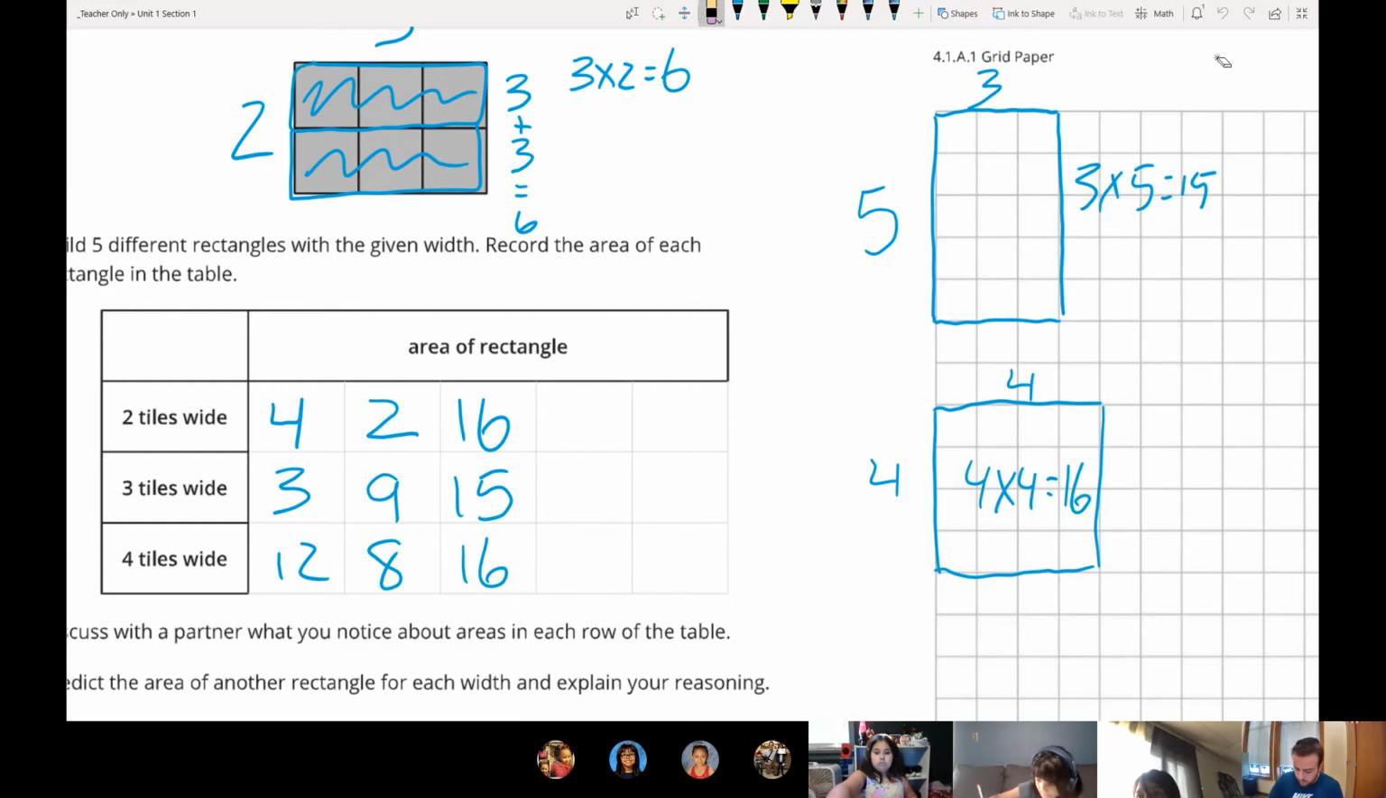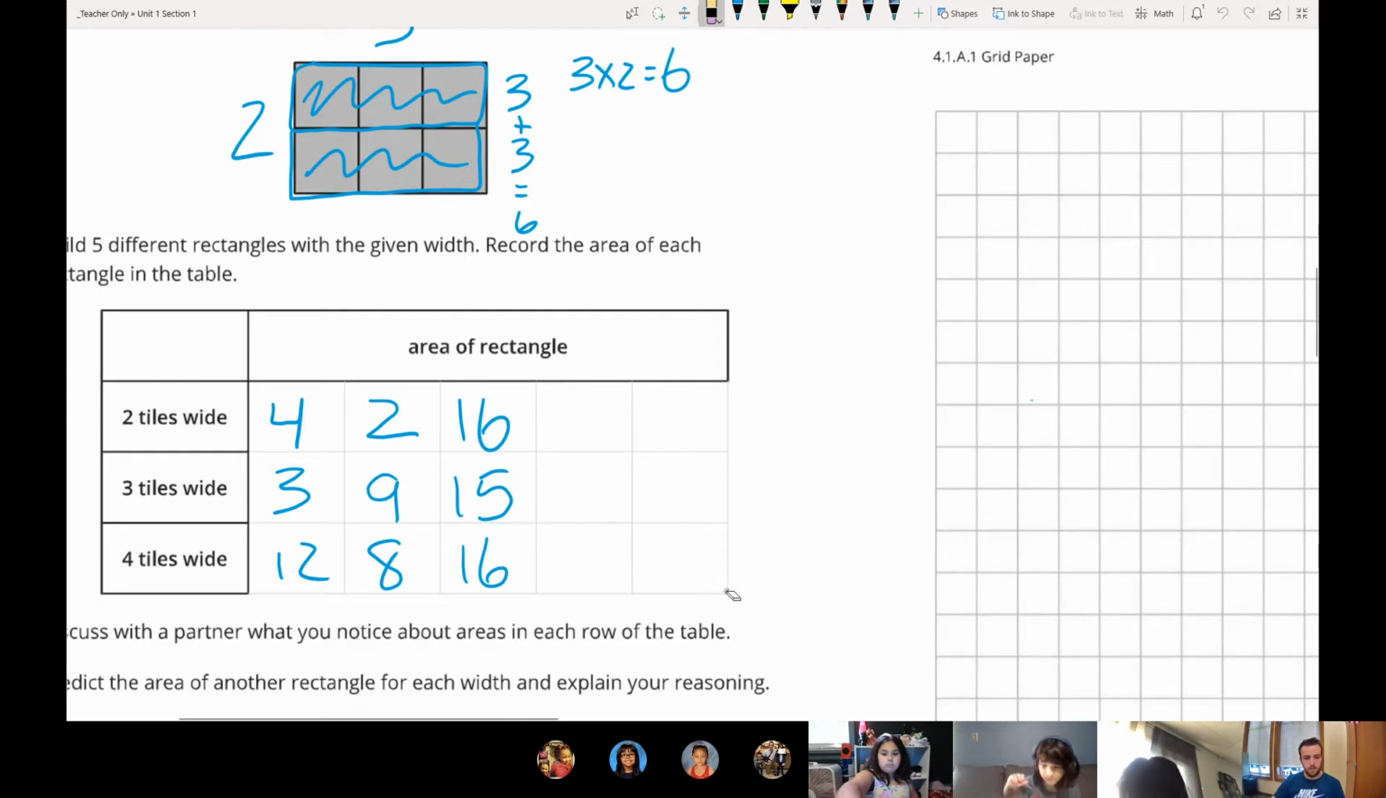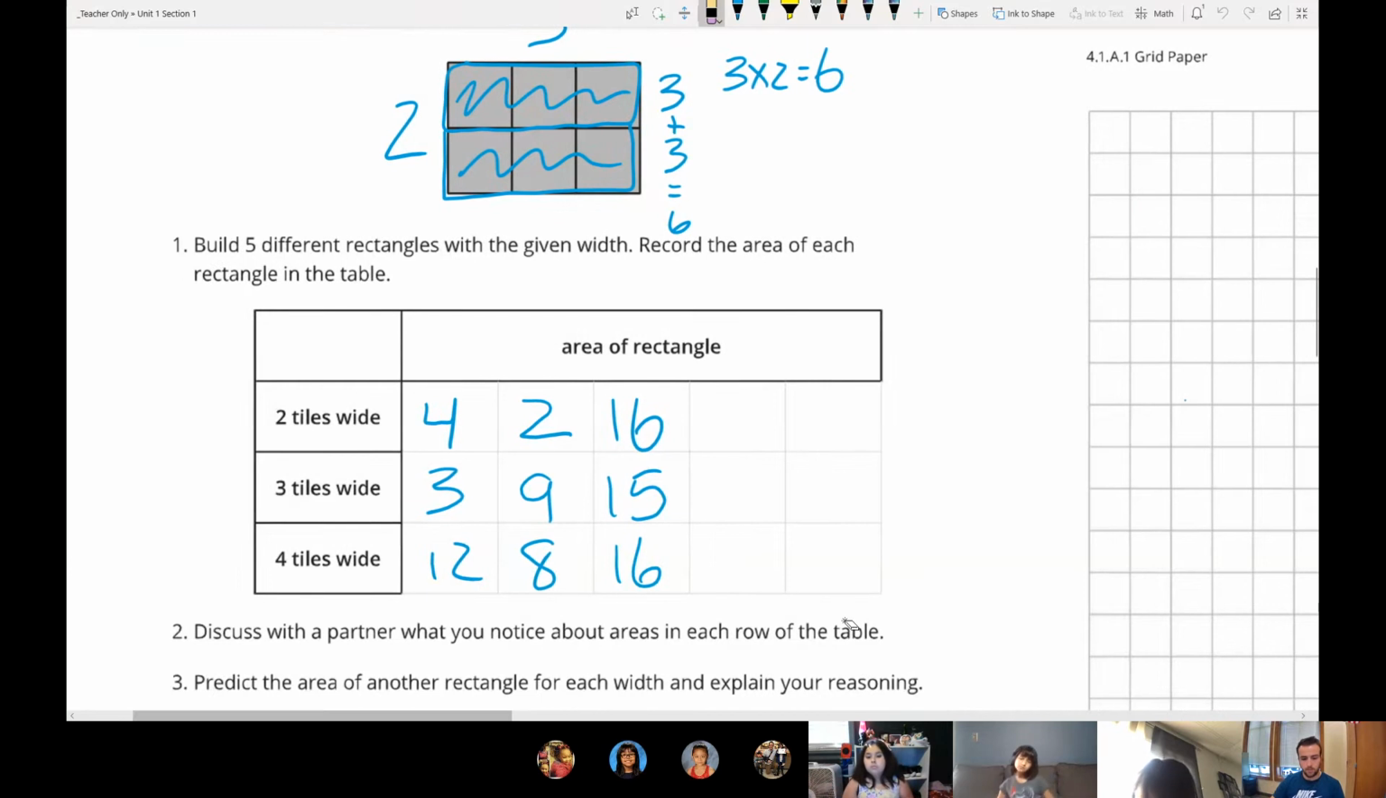Let's erase this real fast and move on to, I know we didn't fill out all 5 of them, but it might give you enough help. Question 2, or part 2. It says discuss with a partner, but I want you to think by yourself for a second. We'll come back together. Discuss with a partner what you notice about areas in each row of the table.